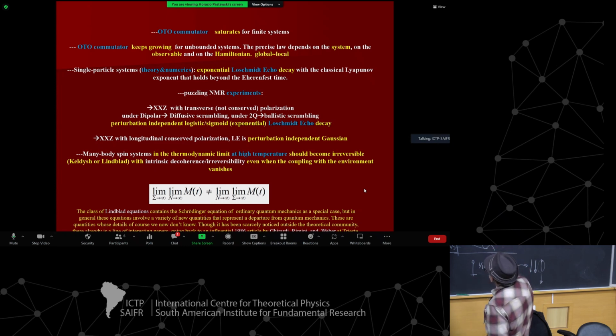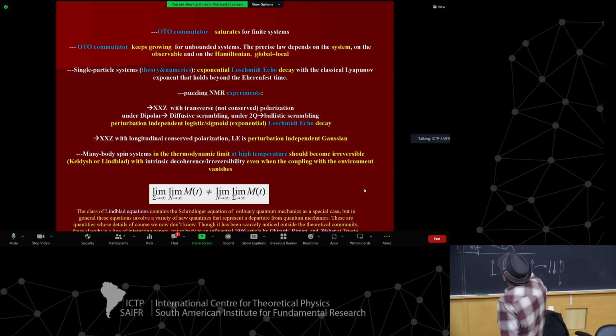Of course, in single particle systems, the theory and numerics show that the Loschmidt echo decay is exponential, with the classical Lyapunov exponent, but we don't have a theory for the real many-body system. The experiments are still puzzling. So again, it depends on whether you are doing the dynamics in a situation where the spin projection is being conserved.